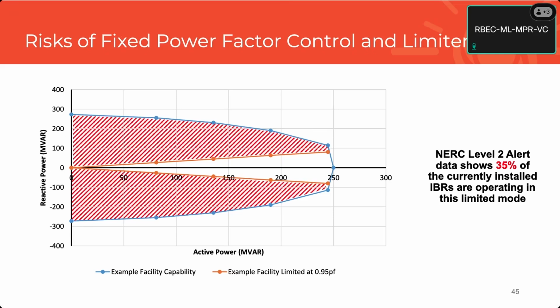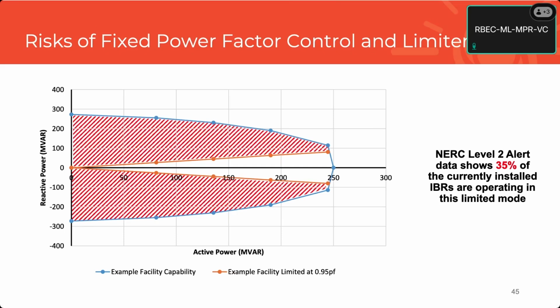And the level 2 alert from NERC, which we put out for IBR performance, about 35% of the IBRs out there right now, the solar PV and BESS, and you can probably map that onto wind as well, about 35% are operating exactly like this in the power factor limited mode. And that's due to FERC Order 827, which we'll talk about in the why things are the way they are section tomorrow.